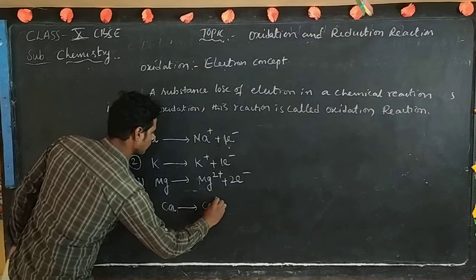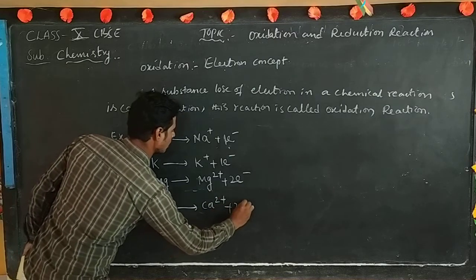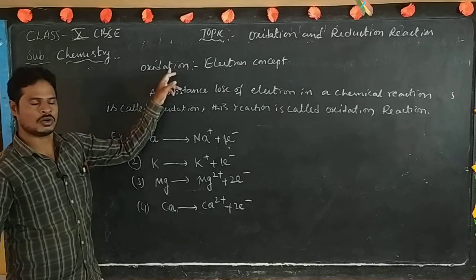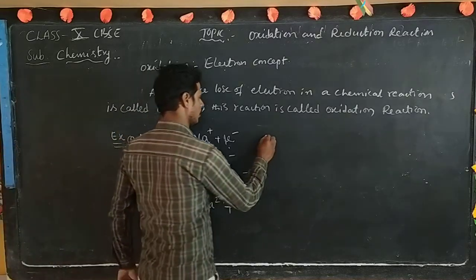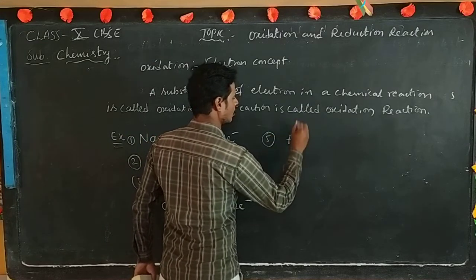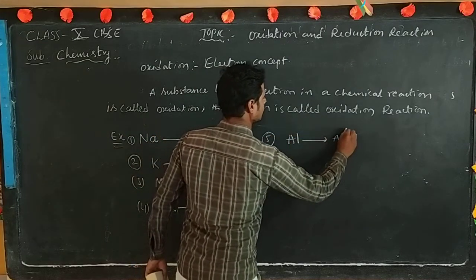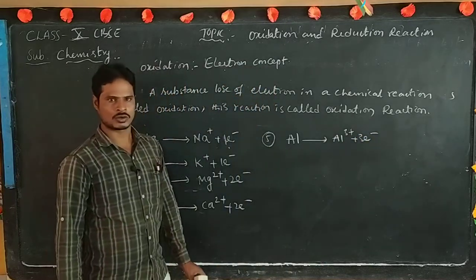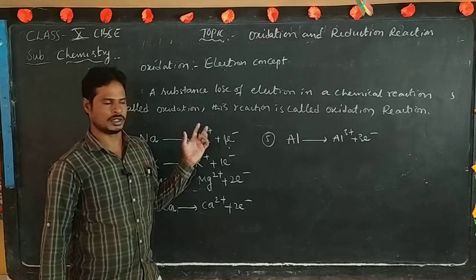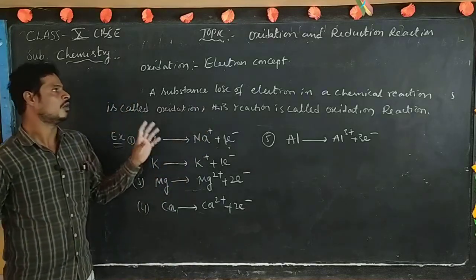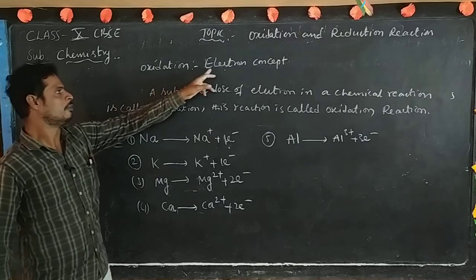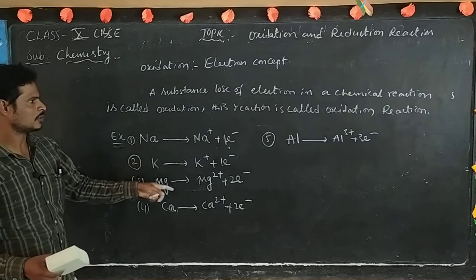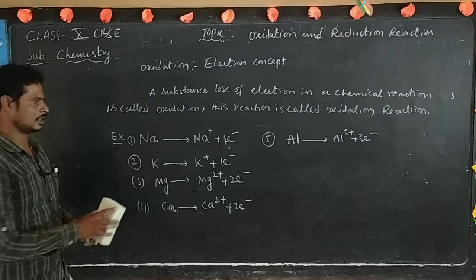Next, fourth one, calcium. Calcium lost two electrons. That's why it undergoes oxidation. Next, fifth one, aluminum. Aluminum lost three electrons. Simply, you call it oxidation. These are all examples of oxidation, explained based on the electron concept. So all these reactions we call oxidation reactions.